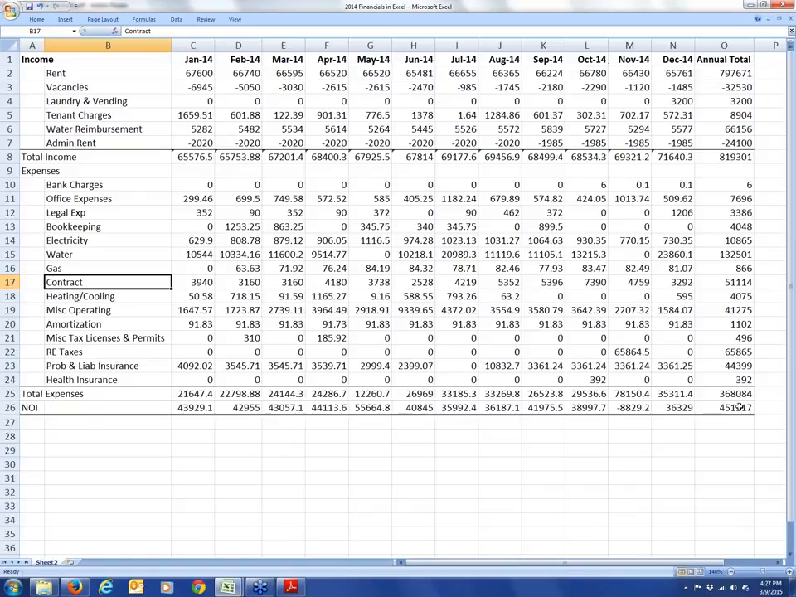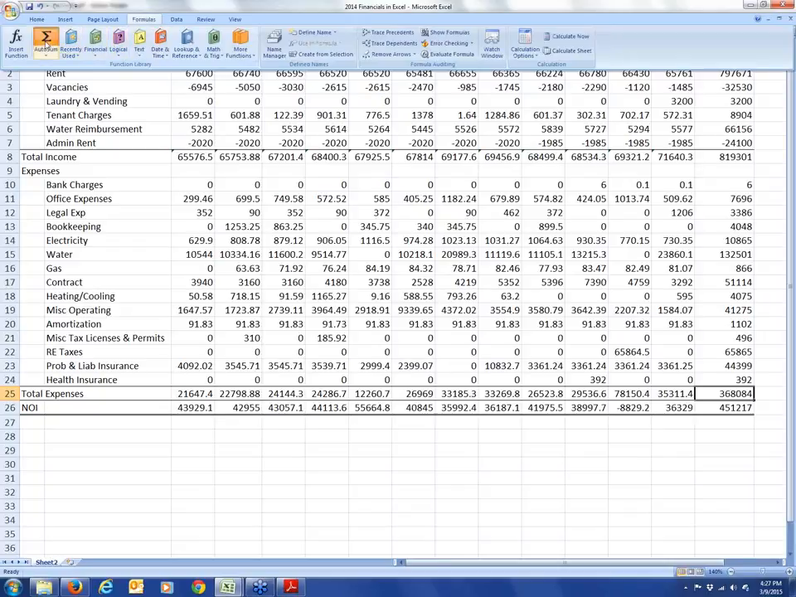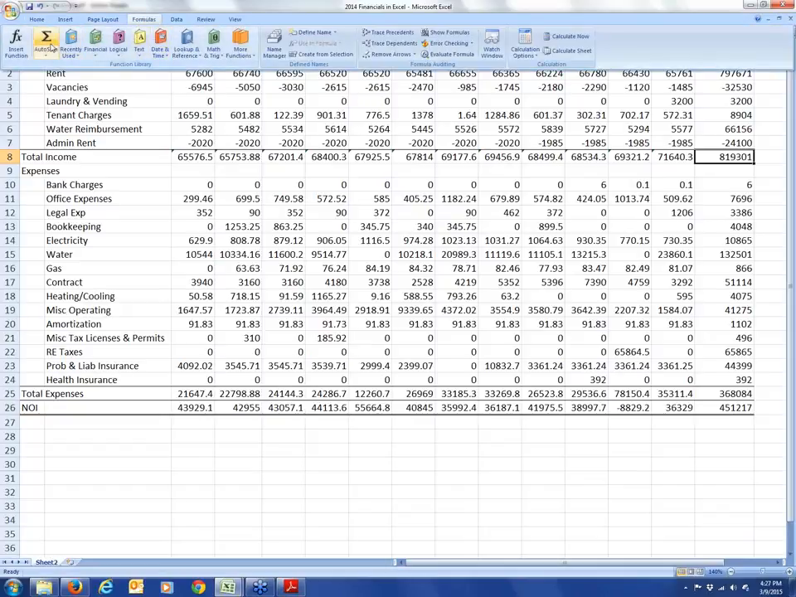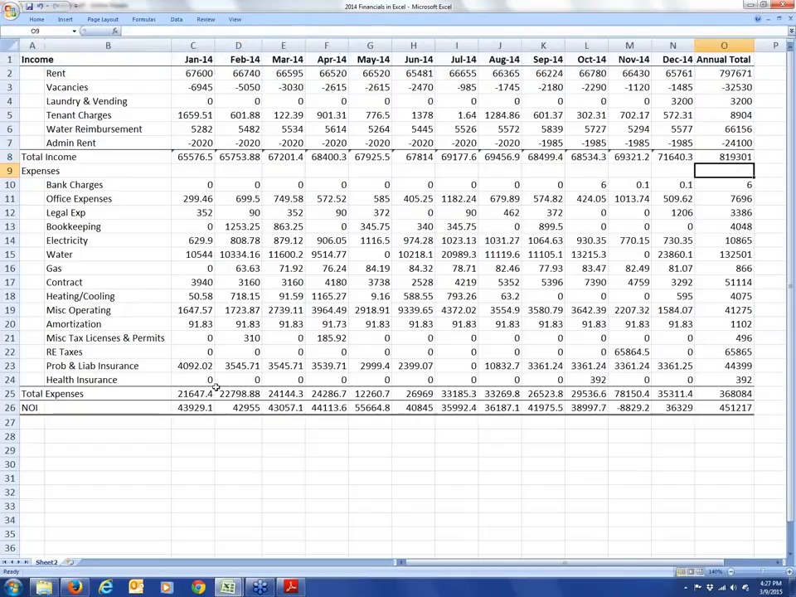Okay, let me just do a quick little tally here. Bear with me, folks. I just want to make sure that after I've deleted some columns, my spreadsheet still works correctly. Good. Okay. All right, so we just got the NOI up to $451,000. Wow.